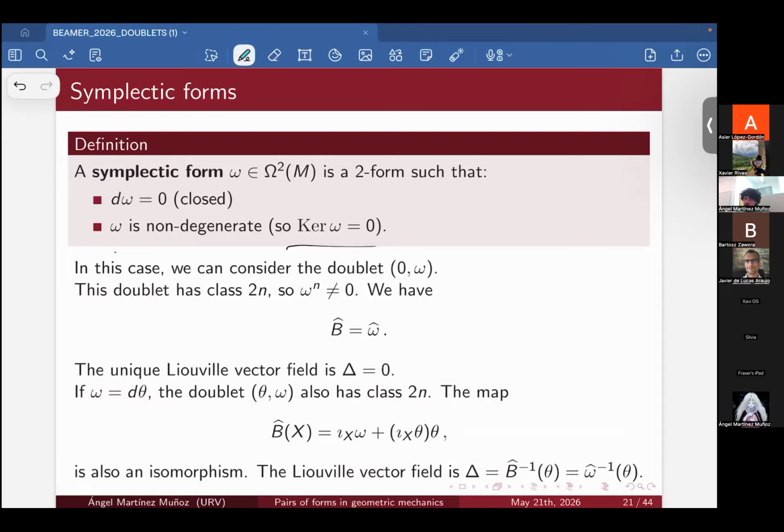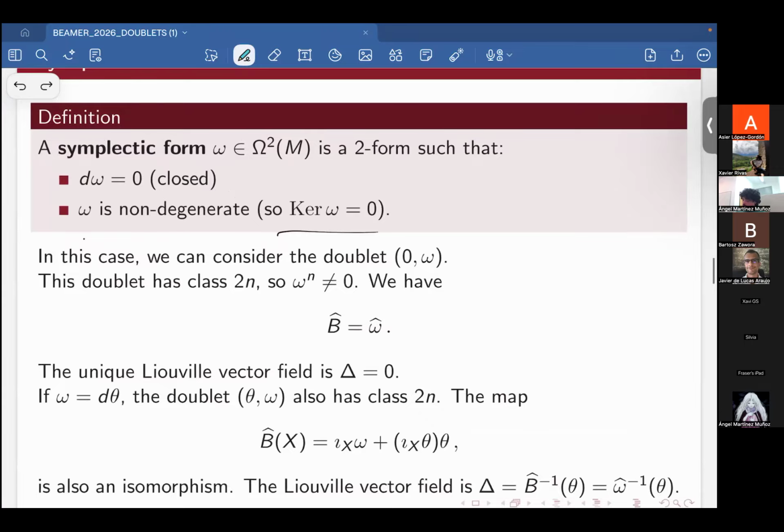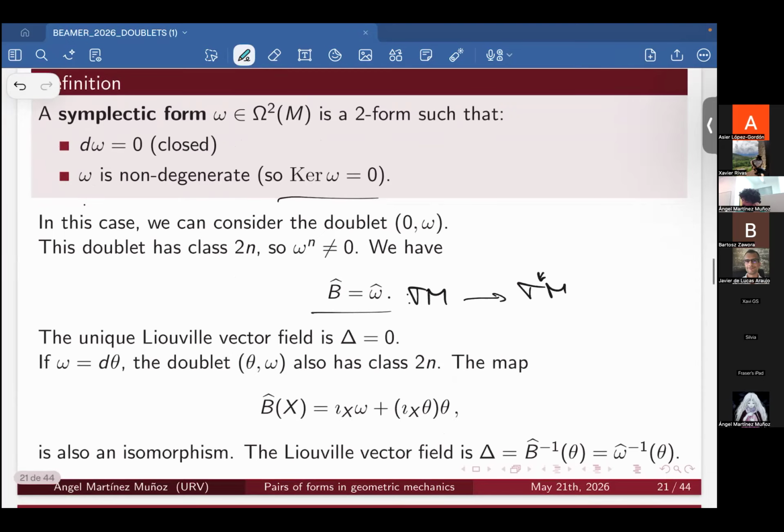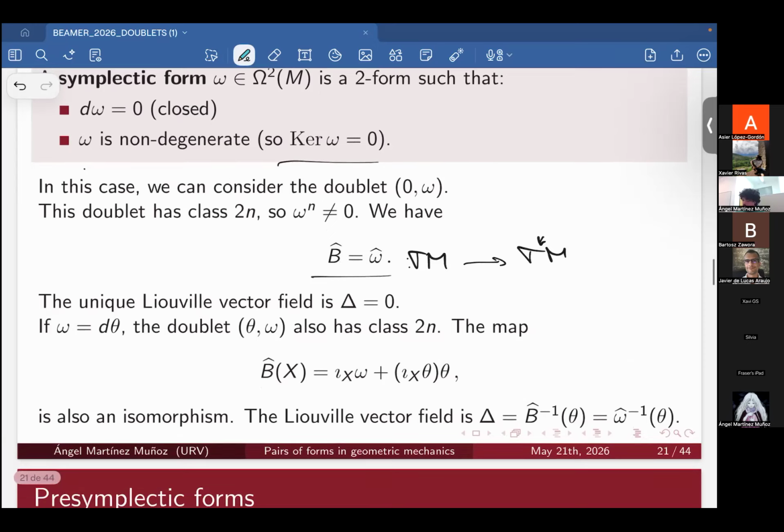And then this doublet has class 2n, because this ker omega is zero and the one form is not doing anything. And also as the characteristic tensor field, you have the usual isomorphism that we use in symplectic manifolds. And then as the one form is zero, the Liouville vector field is just the zero vector field.